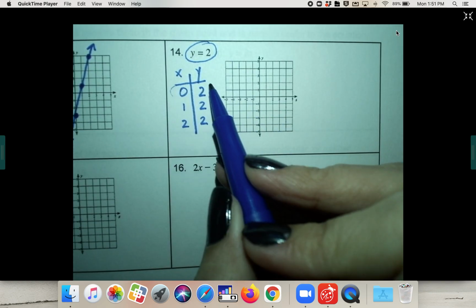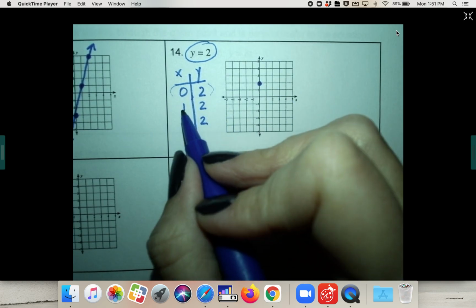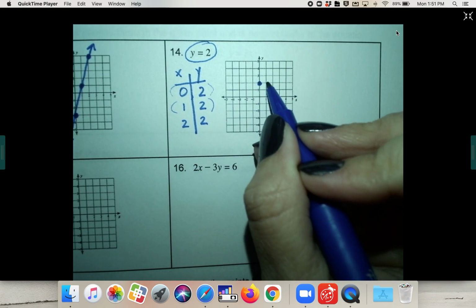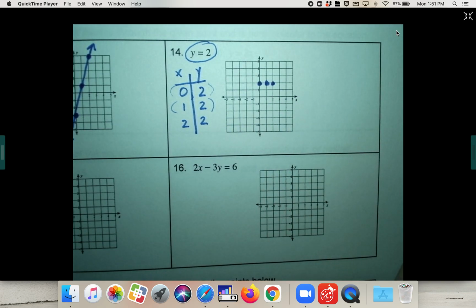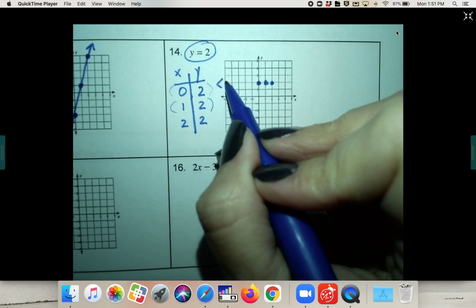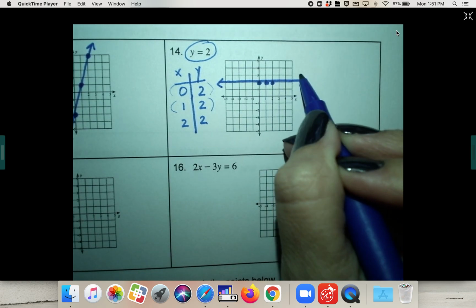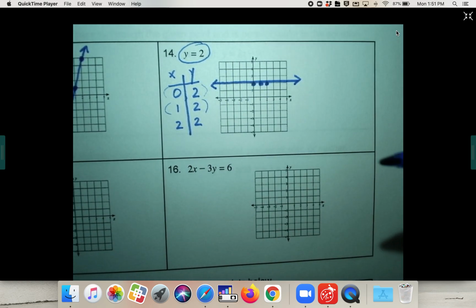And then you're going to plot these points. So 0, 2 would be right here. 1, 2 would be right here. 2, 2 would be right here. Then you're going to get the picture and you're going to think, oh yes, a y equals is a horizontal line on the number 2 because that's what it's equal to.